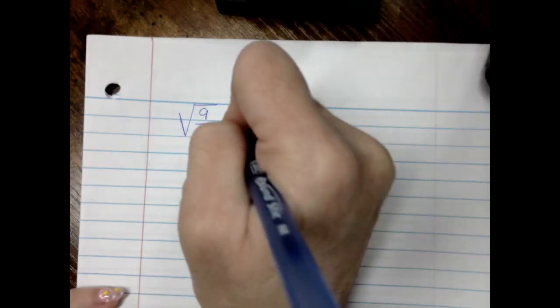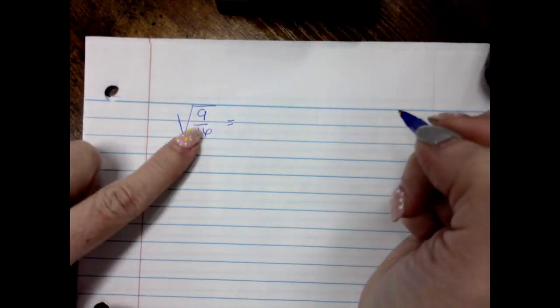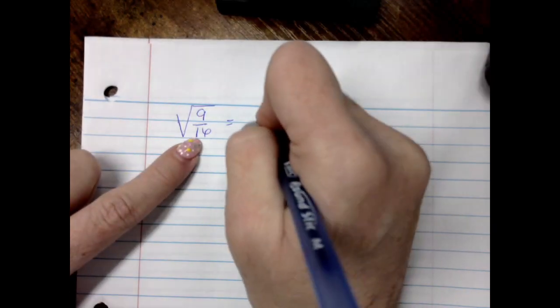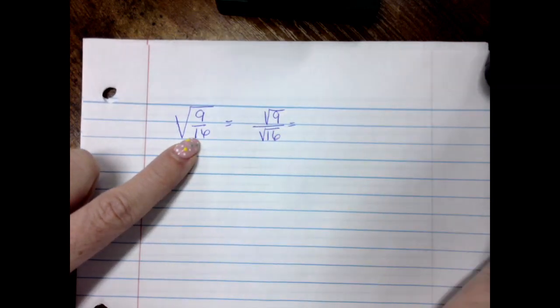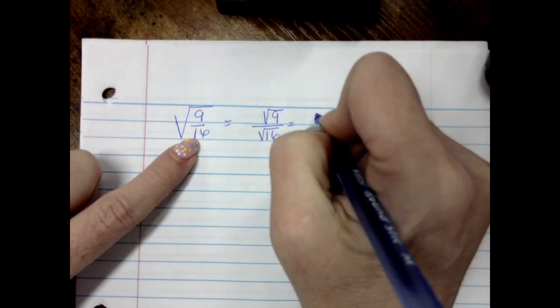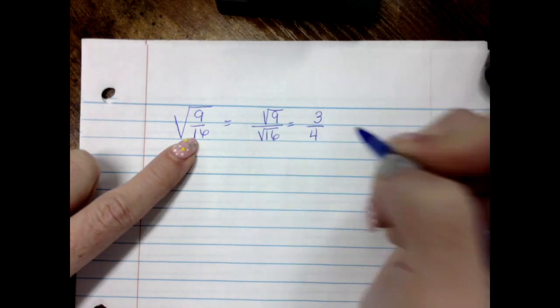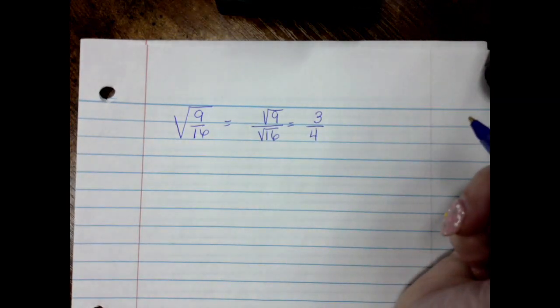Okay, just a couple more things. Square root of 9 over 16. That looks very scary and complicated. You can break that apart. 9's a perfect square, 16's a perfect square. So I'm going to take the square root of 9 over the square root of 16. The square root of 9 is 3. The square root of 16 is 4.